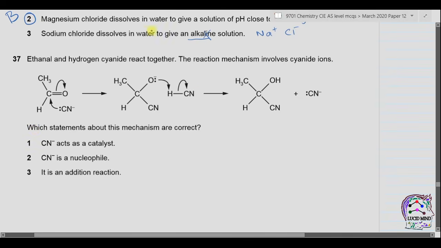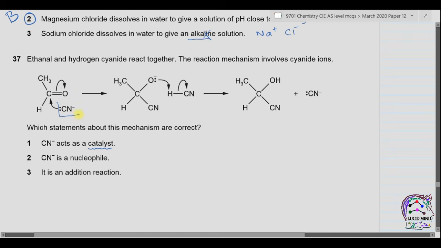Question number 37. Ethanol and hydrogen cyanide react together. The reaction mechanism involves cyanide ions. This is the reaction mechanism. The question says which statements about this mechanism are correct. Number 1, CN- acts as a catalyst. What is the definition of a catalyst? A catalyst is something that is reformed at the end of a reaction without being used up, or it also increases the rate of chemical reaction.